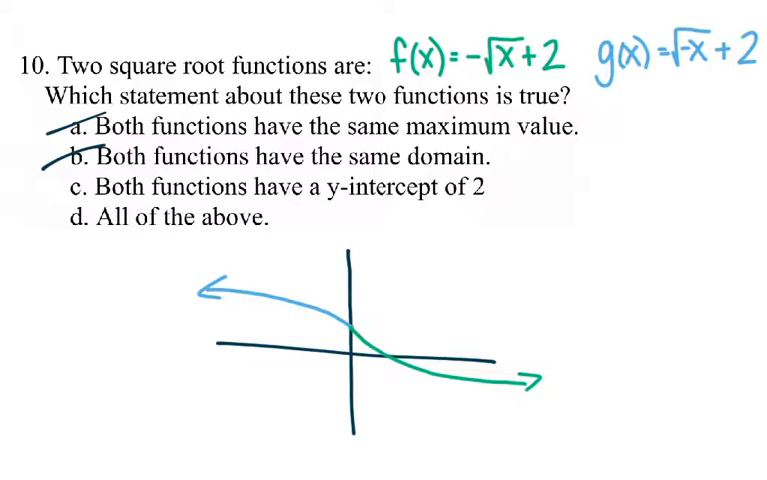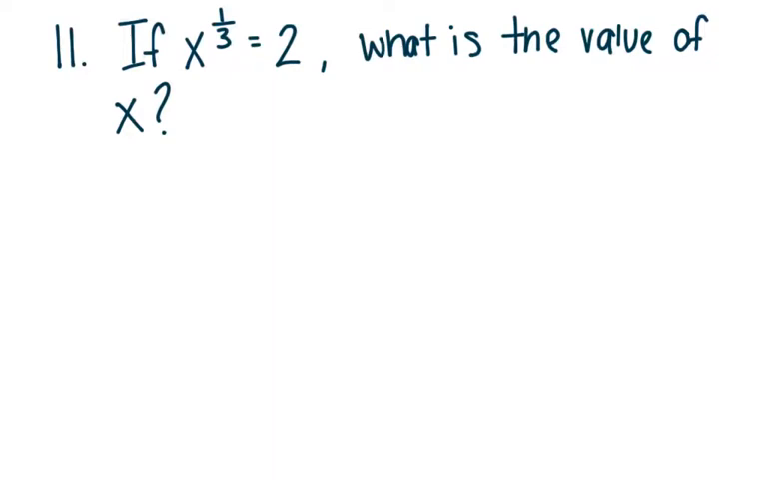Okay, C says they both have a y-intercept of 2. Alright, and you can check that, just see where they hit the graph, and they do both hit at 2. And then it can't be all of the above because it wasn't A and B. Okay? Alright, so this one's a little difficult.